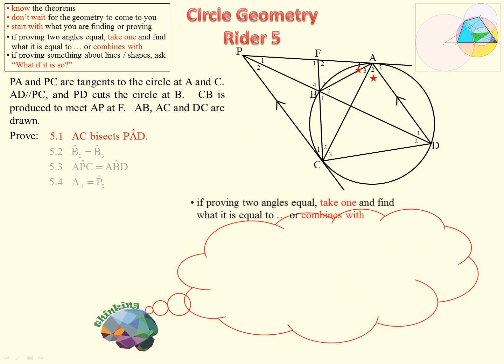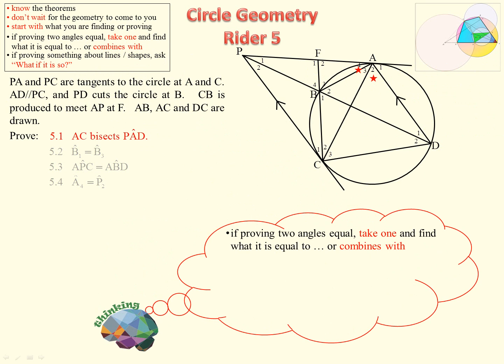So we're going to go straight into take one angle. We're not going to go into what if it is so. Don't say what if it is so normally for proving angles equal. It's only for lines and shapes. So let's take one of them. What is A2 equal to? And there's a big hint in blue there in the diagram.